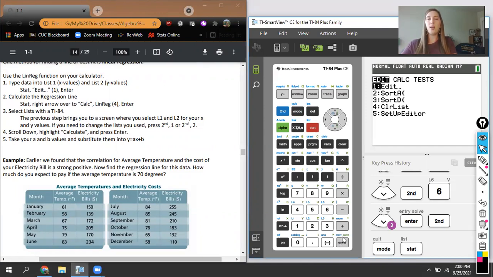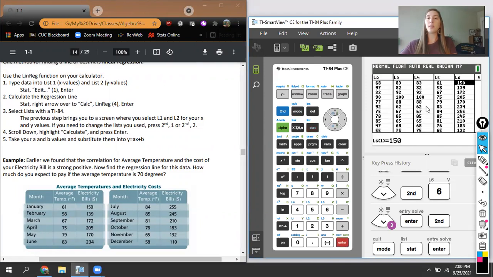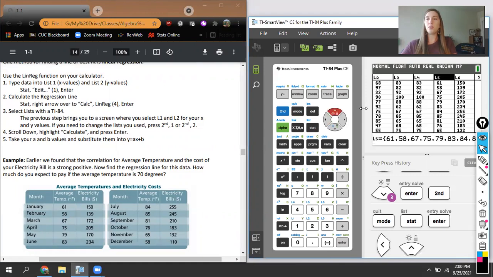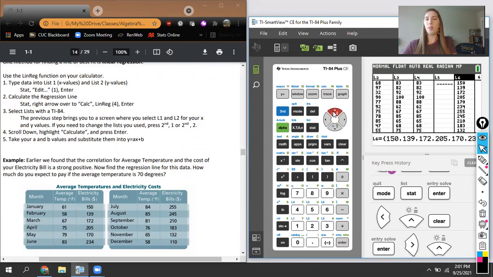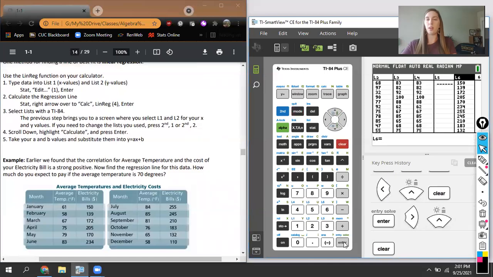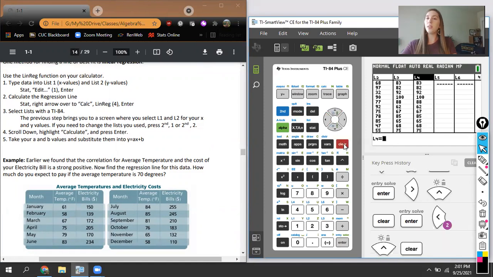So hit stat, and then you're going to hit enter on edit, and it's going to bring you to these lists. Now, I have a whole bunch of lists here because I have used my calculator already. But if you have numbers, you can clear this off and just hit clear and enter. And make sure that you are highlighted at list 6 or whatever list you're clearing, and hit clear and enter. Now make sure you don't hit delete because that will delete your list, and then you will no longer have a list 4. It will just go list 2, list 3, list 5.